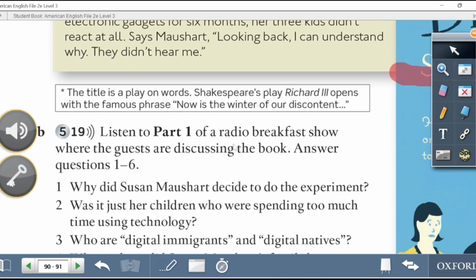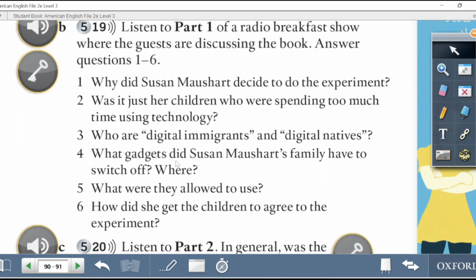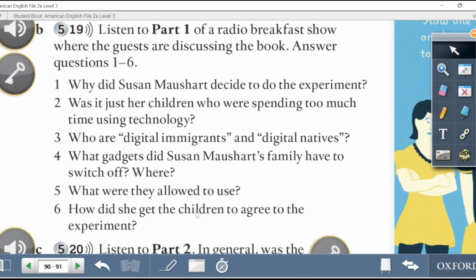Listen to part 1 of a radio breakfast show where the guests are discussing the book. Answer question number 1 to 6. اول بریم شماره 1 تا 6 رو بخونیم، معنی کنیم، بعد برگردیم به listening.